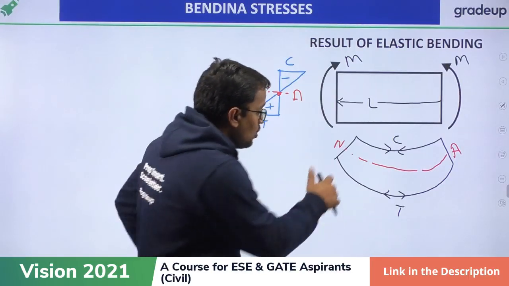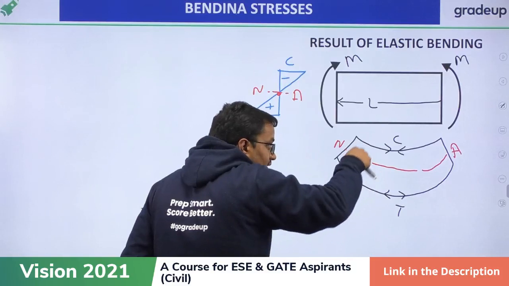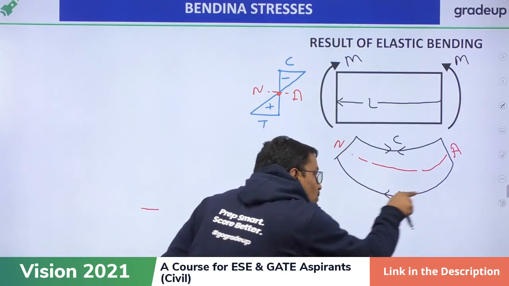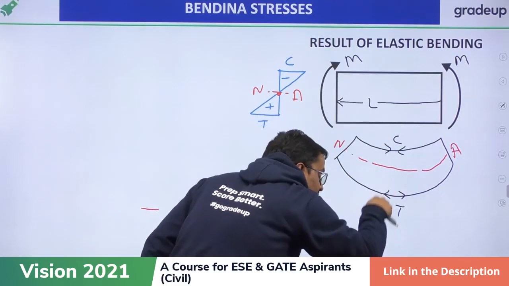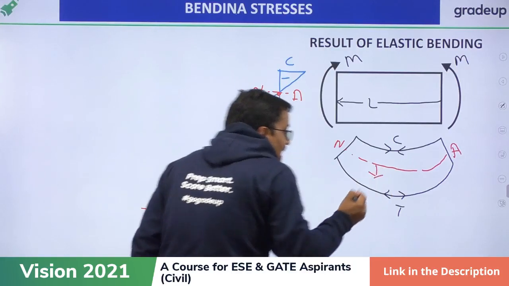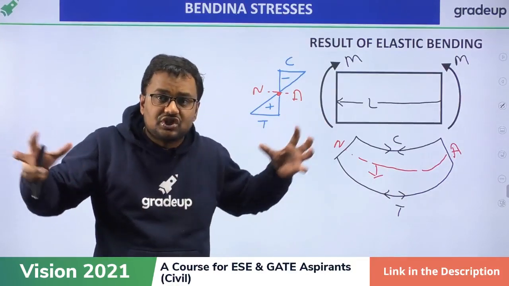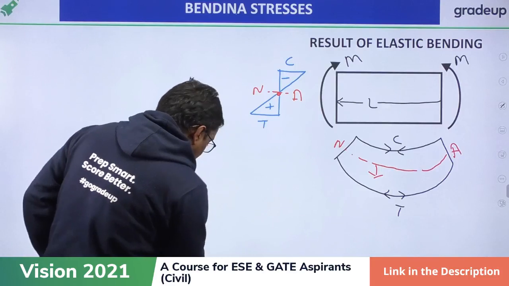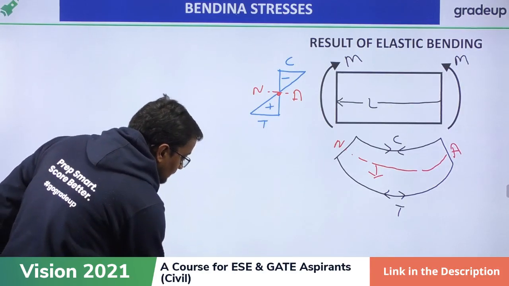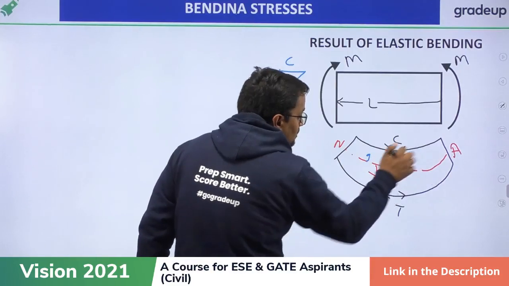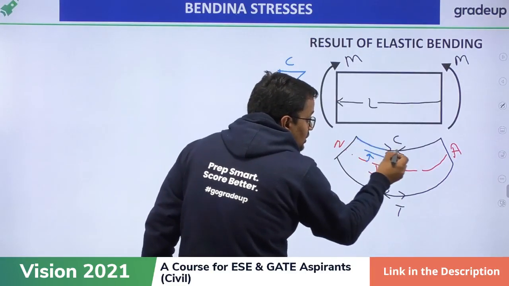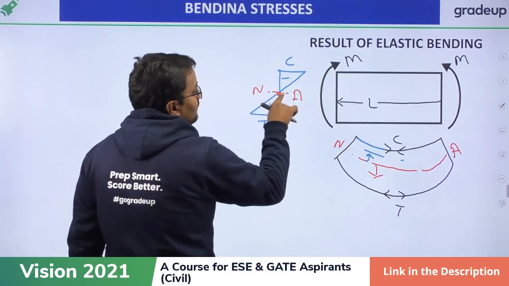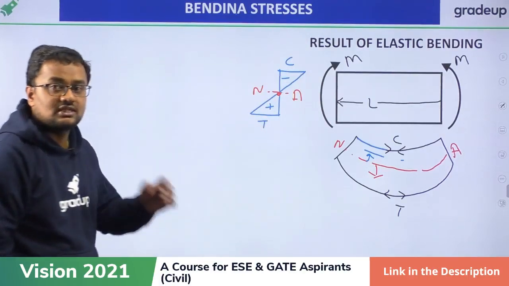My dear friends, as we go downward, the length is increasing more, and at the bottommost fiber, length has increased most. So as we go downward there is more tension, so tensile stress is increasing. Similarly, as I go above from here, length is reduced, further reduced, and at the topmost fiber the length has reduced most. So as we go above, compressive stress is increasing. So this is the stress diagram.